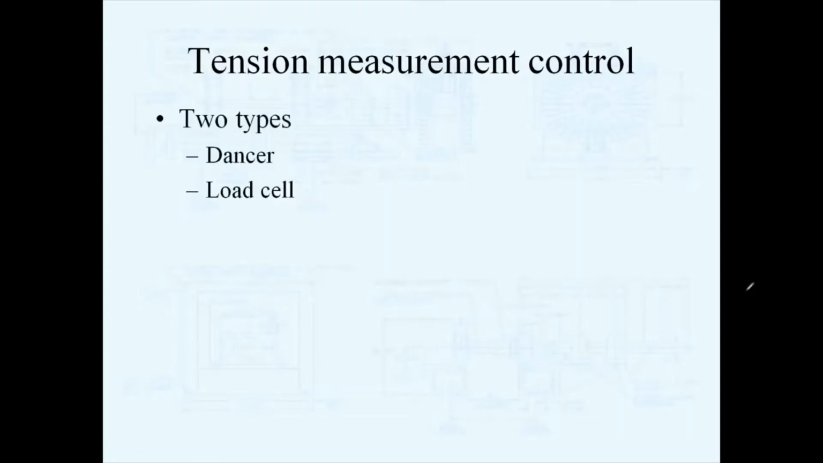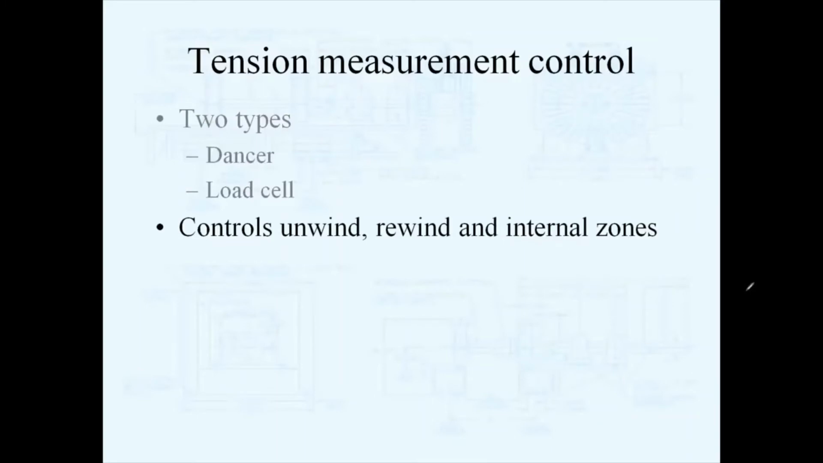Now there are tension measurement controls, and we're going to talk about dancer roll and load cell. Those are the two types. Tension measurement controls look at the tension in the web and give you an output relative to a set point. So you set where you want your tension, and as a tension measurement control, either a dancer or a load cell sees a change, it tries to make a change at a drive to keep tension as close as possible to the set point that you put into it.